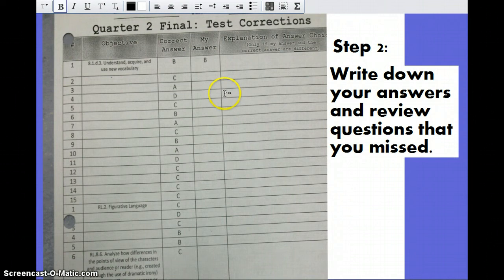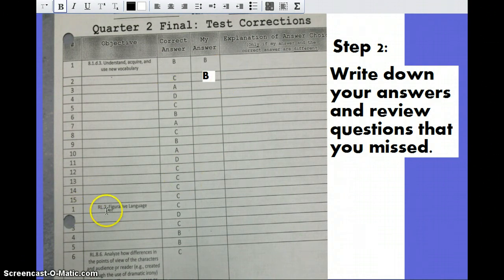Now, for any questions, let's say that the correct answer is C, but you put B here. You need to go over here to the explanation, go back into the text, read over the question, and try to figure out why you got that wrong. If you need to ask a partner, now's the time to do so, or during this period, after we explain it. You're going to go through the entire thing.